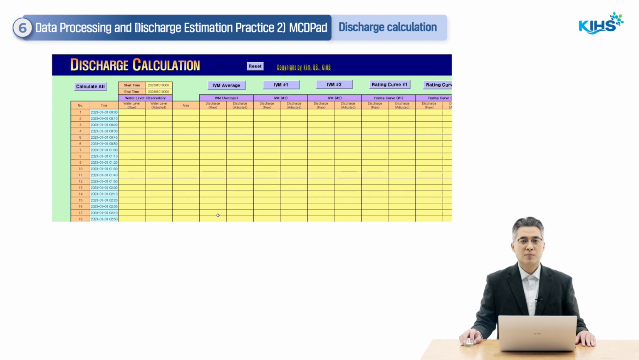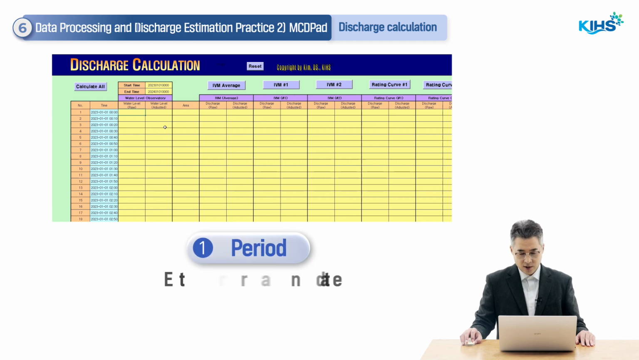With the index velocity equation developed, we now move on to the discharge estimation sheet. In the discharge calculation sheet, 3 index velocity equations and 2 stage discharge curves can be developed and applied. First, enter the start and end dates for the estimation period in year-month-day order.